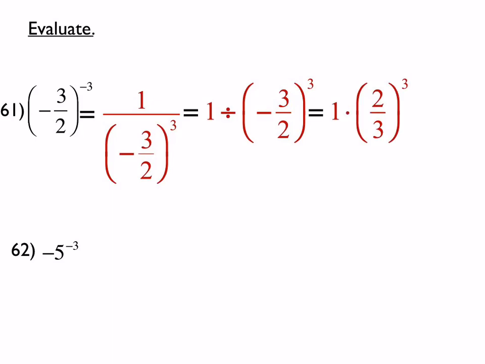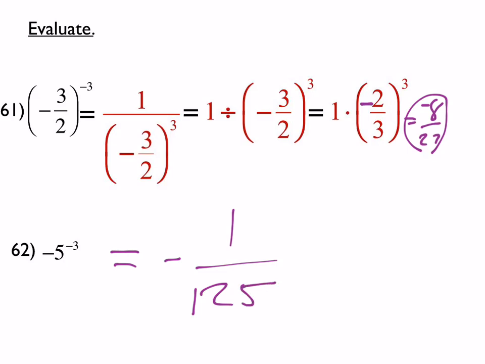61, we're trying to see that that's the same thing as negative. Dumped a negative there. This should really be negative right here, which makes that negative 8/27. And then the last one, of course, this will be negative 1/125. All right, we are finished for today.